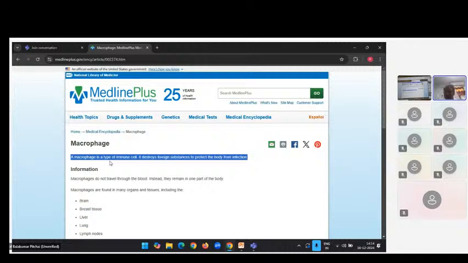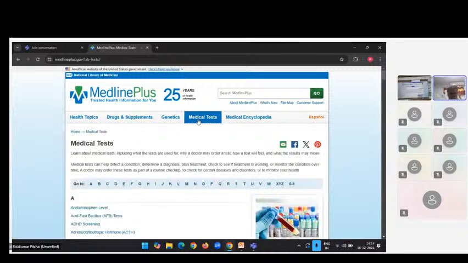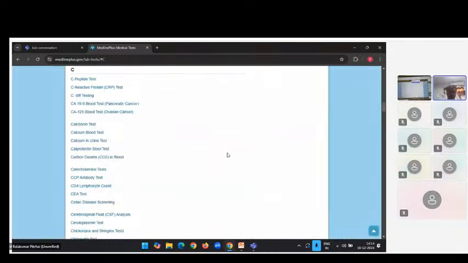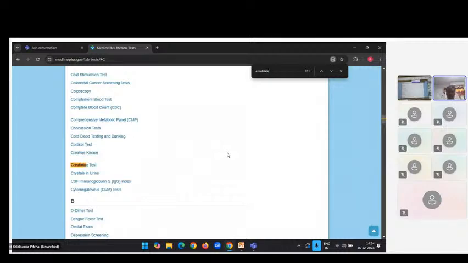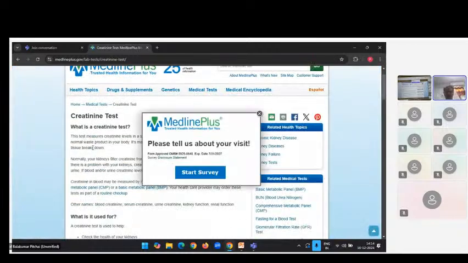They have been in service for the past 25 years. Then medical tests. All the medical tests which are being conducted in the world are available here. For example, you want to read about creatinine. So I am entering creatinine. Okay, there are creatinine tests. So I'm clicking creatinine. See the information.